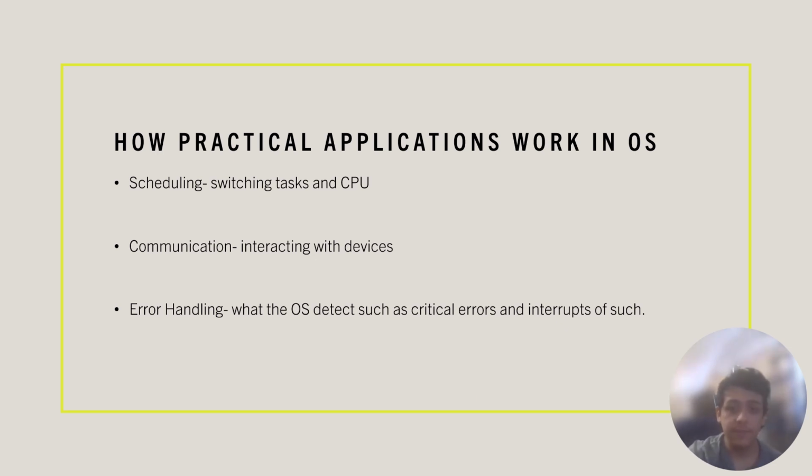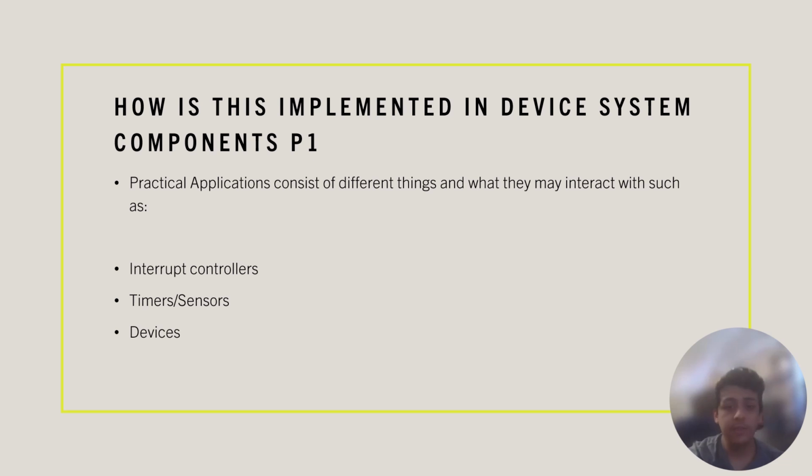Next we have device communication. Hardware devices like keyboards and printers signal the operating system via interrupts for efficient data handling. And next we have error handling, which means the operating system detects and responds to critical errors like hardware failures using these interrupts.